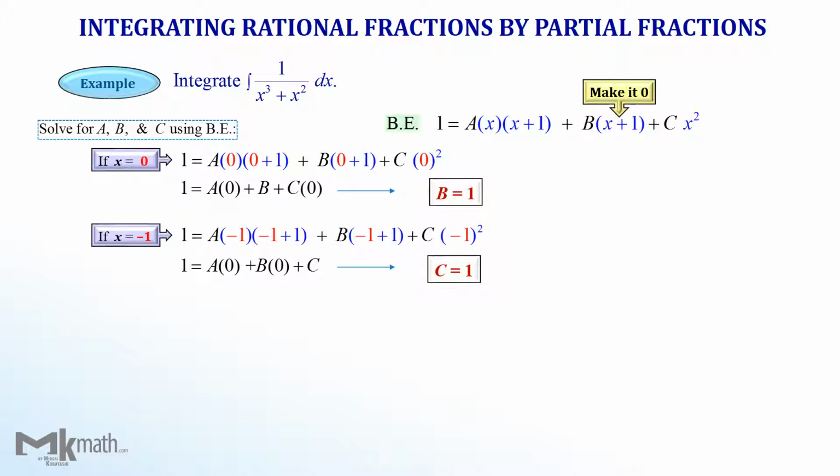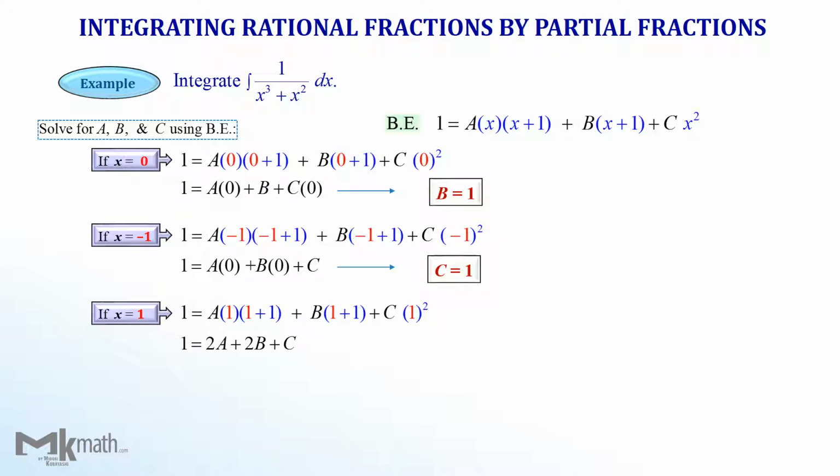As there is no other possible x values which make a factor be 0, we choose arbitrary number x equals 1. Substituting x equals 1 into the basic equation to get 1 equals 2a plus 2b plus c. Since we already found the values of b and c, substituting those values to get a equals negative 1.